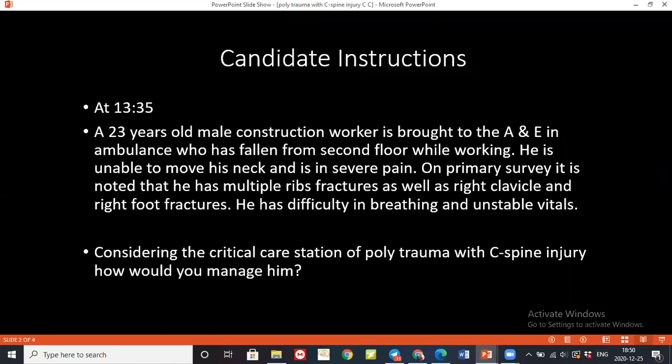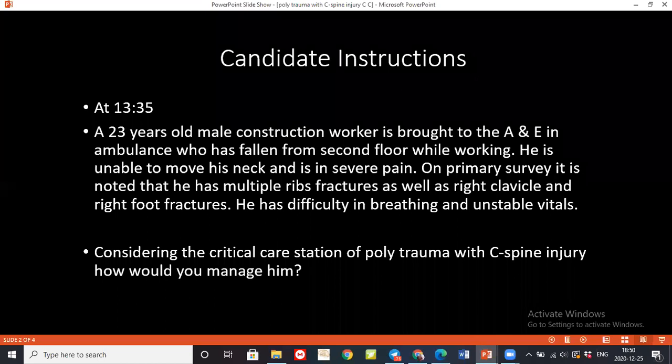Considering this critical care scenario, you did a primary survey. What do you understand by the term primary survey? Ma'am, in the primary survey, you try to rule out those potential injuries that can threaten the patient's life within an hour or so.